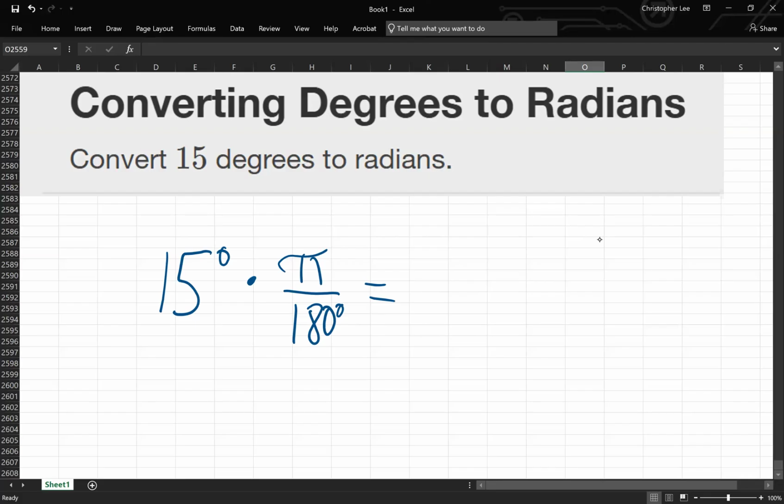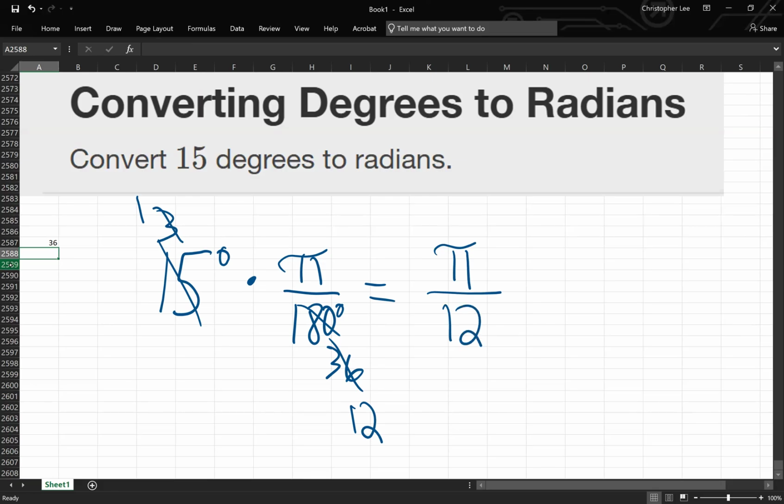What y'all got? 5 going into 15, what's that? Like 3 times? And 5 going into 180, how many times? 36. Yeah, you're right. So 3 goes into 3 once, 3 goes into 36 12 times. Bam. So what's my answer? Pi over 12. That's it. All right. Can't beat that.